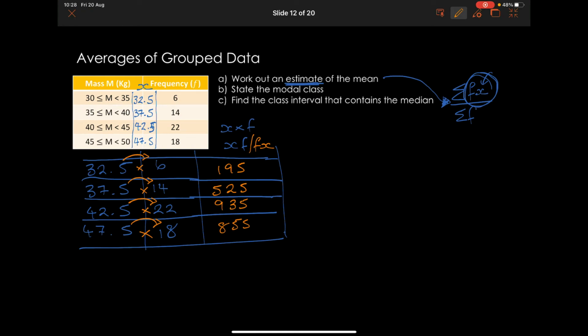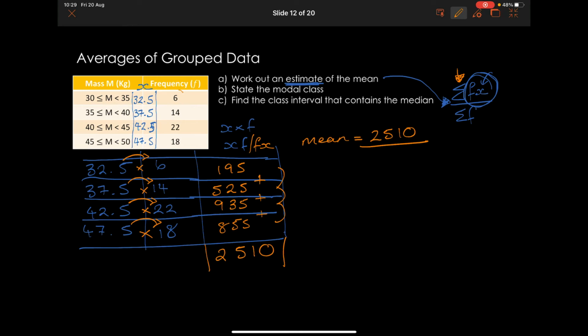So we've done the fx part. We now need to do the sum of that, so we're going to add all of these values together. So 195 plus 525 plus 935 plus 855 gives me 2,510. So that's the sum of fx. So mean equals the sum of fx, which is 2,510, all divided by the sum of f.